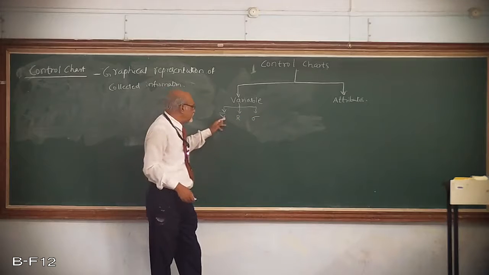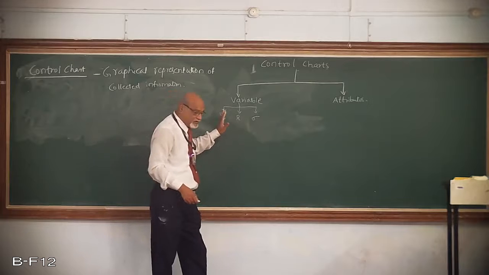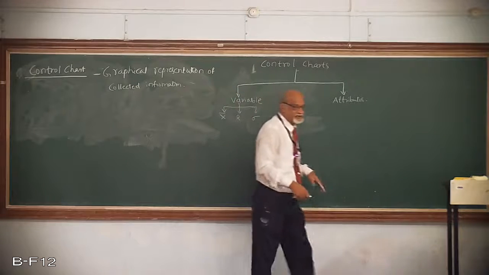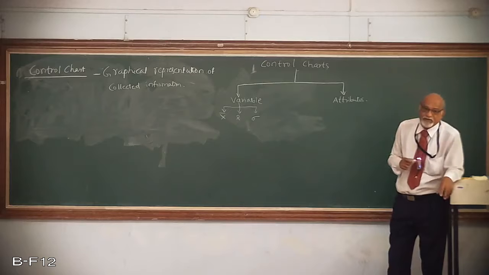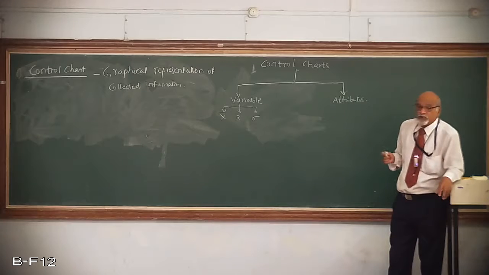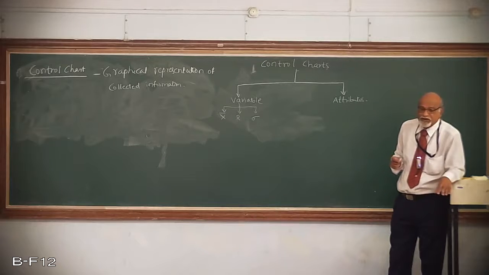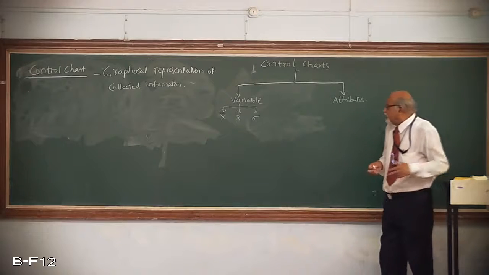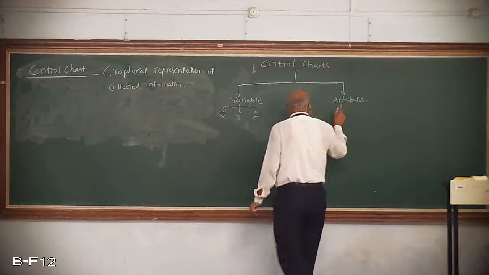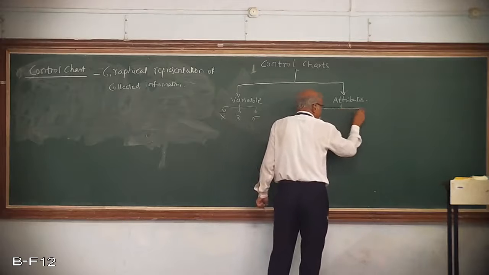This is for the X bar chart, that means for the mean values. That is what I explained in my previous classes. That is why I took that much time to explain about those things. Now I don't think I need to repeat it. Okay. Now control charts for attributes can be of these types.